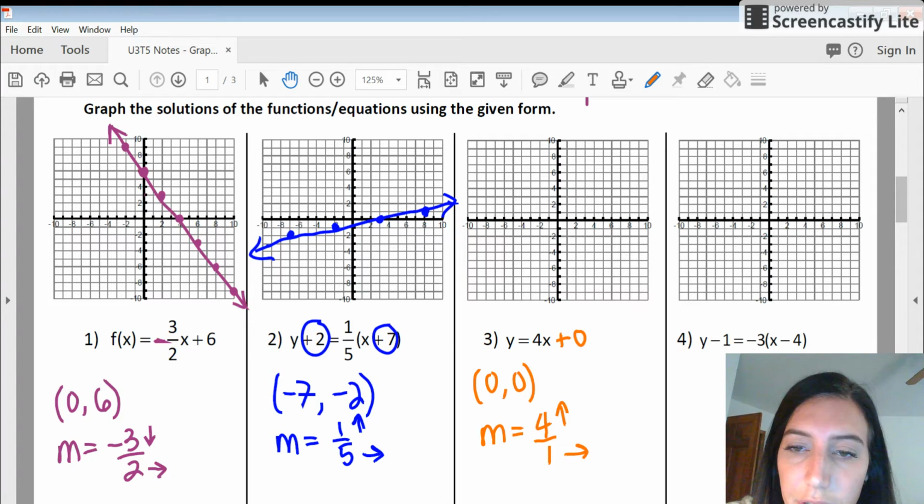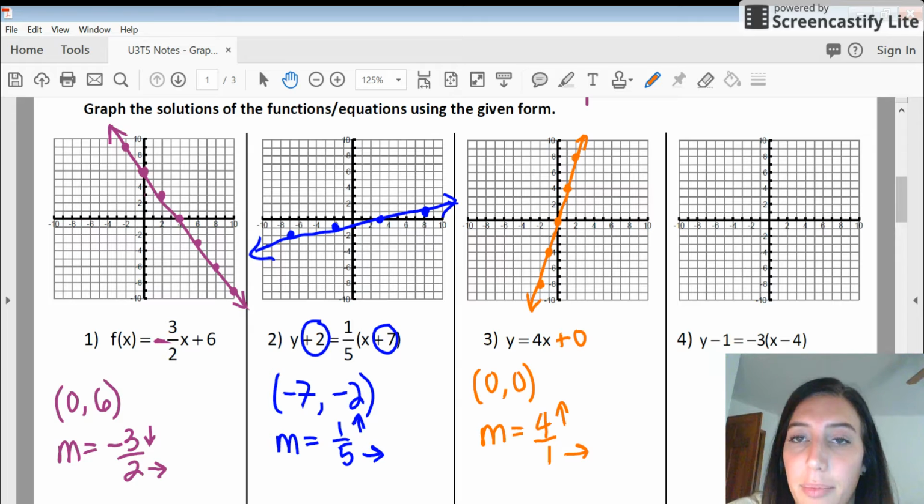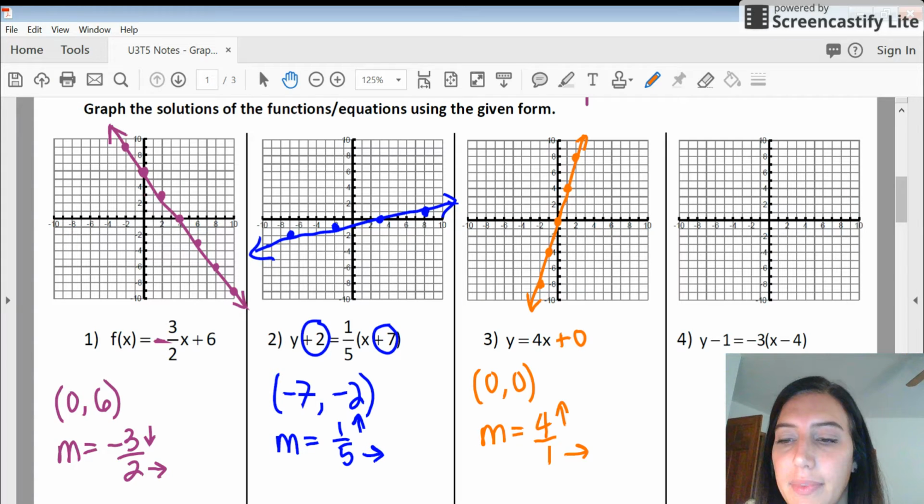So starting at 0, 0, I go up 4, 1, 2, 3, 4, right 1. And I just continue my pattern. I can also go down 4, left 1. Remember that two negatives, so down 4, left 1, make a positive. So negative over a negative makes a positive, which is the same as my slope, positive 4 over 1.